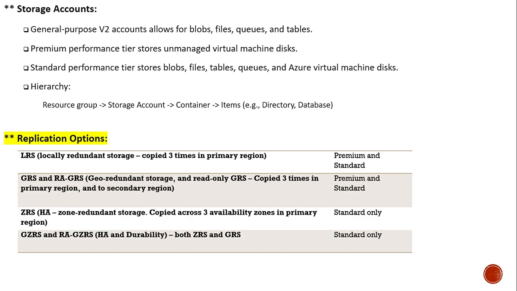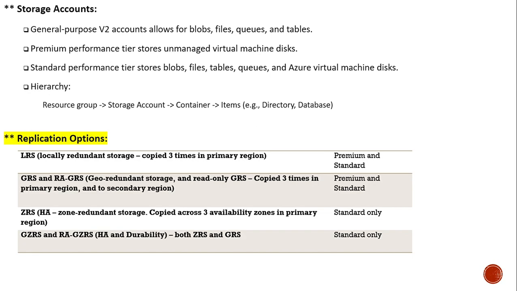The first one is locally redundant storage, which copies data three times in the primary region. And we can have this locally redundant storage with both premium and standard tiers. The next one is geo redundant storage and read only geo redundant storage, which copies data three times in the primary region and to a secondary region. So it will provide higher availability. It is also available for premium and standard storage tiers.